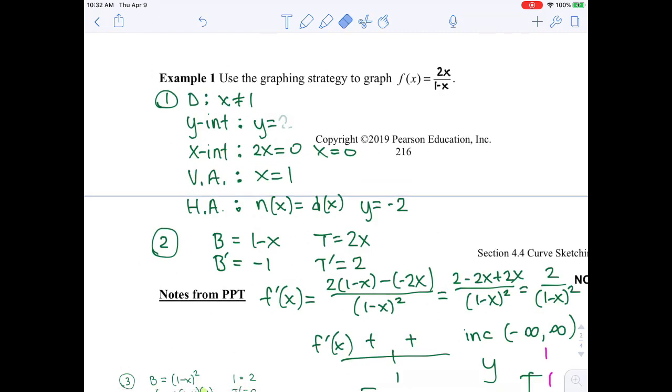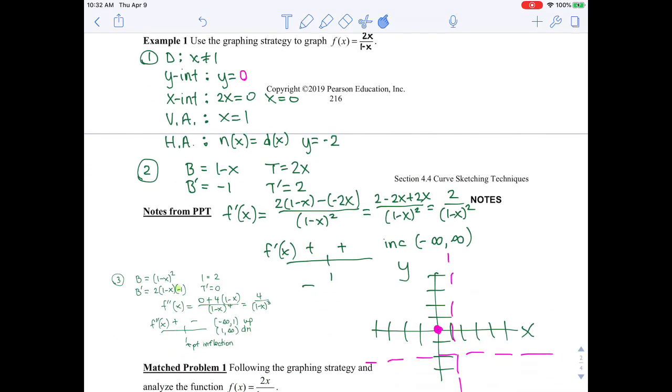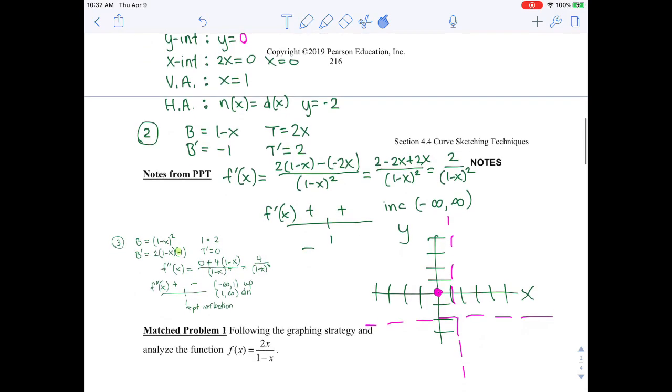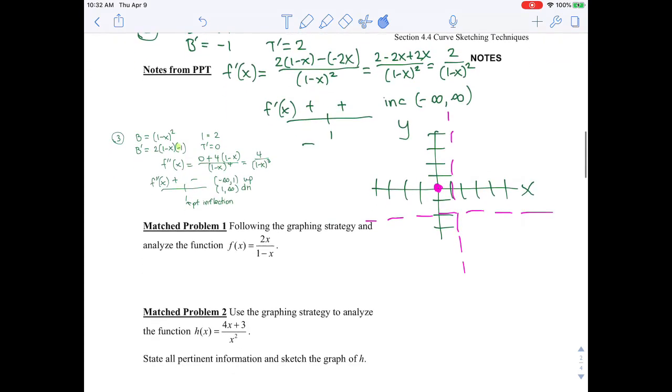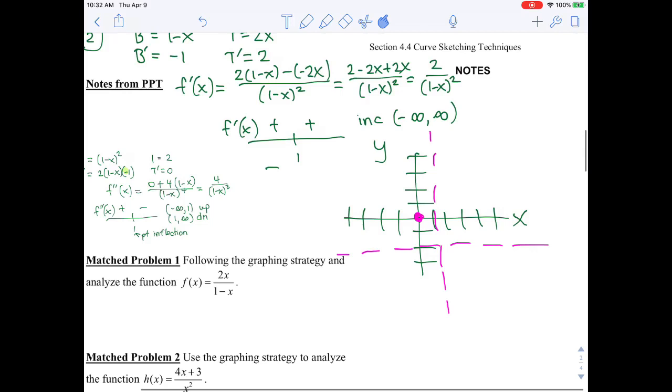Oh, sorry about that. Hope you guys caught that. This should be 0, right? When I substitute a 0 in there. My apologies. I'm sure you were totally confused.